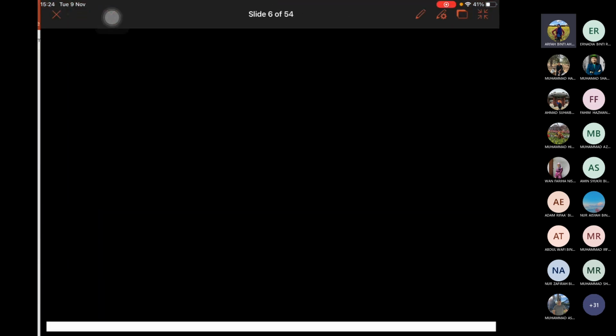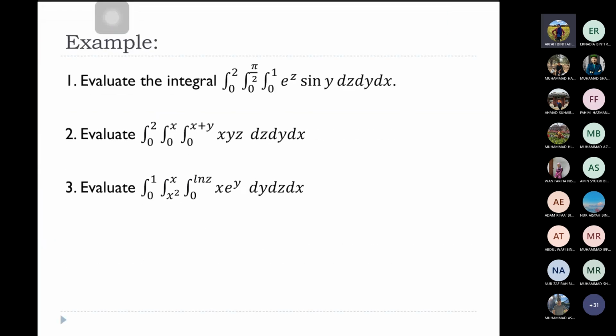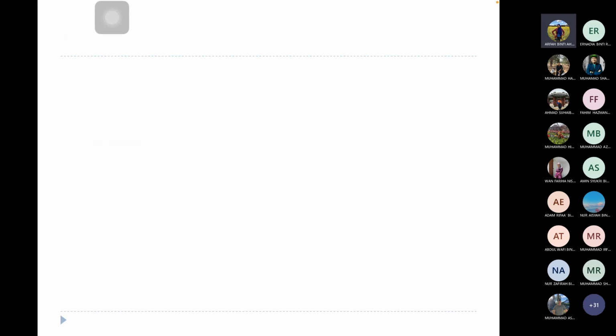So kita ada this exercise. Okay. First one, evaluate the integral of exponential z sin y dz dy dx, by which the limit are given in the integration. Then the second question x, y, z. The next question 0 from 1 x up until x squared and y taking the value from 0 until ln z, x exponential of y dy dz dx. So let's try the first one.